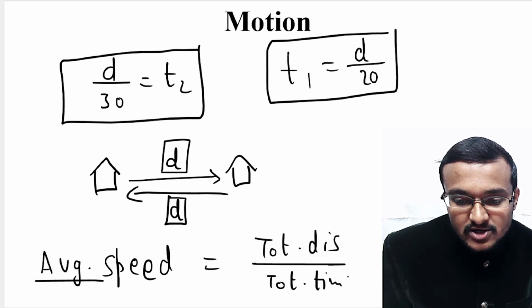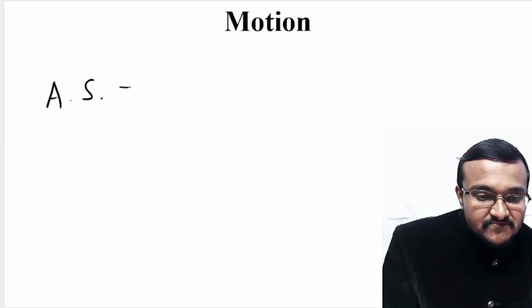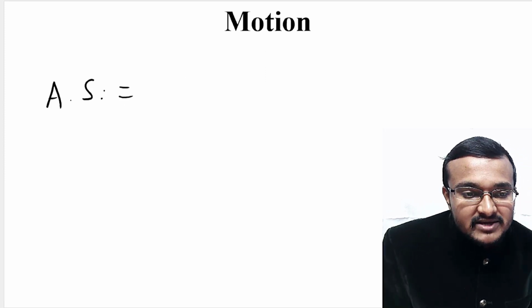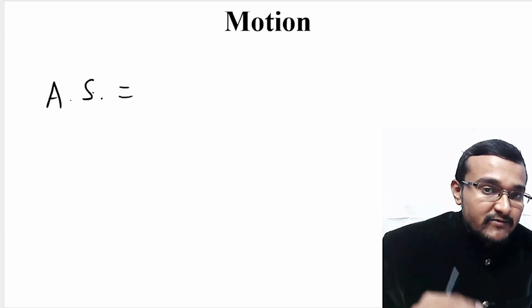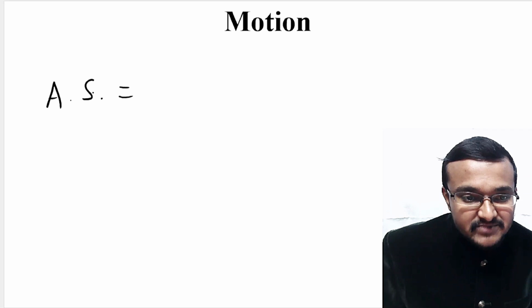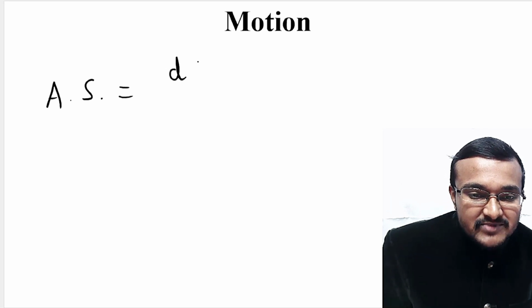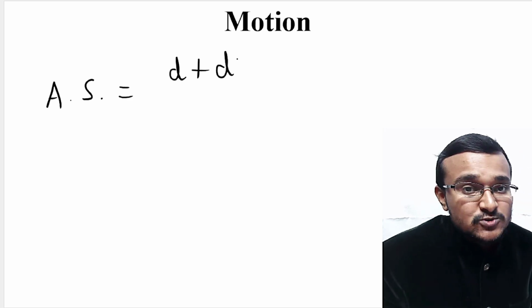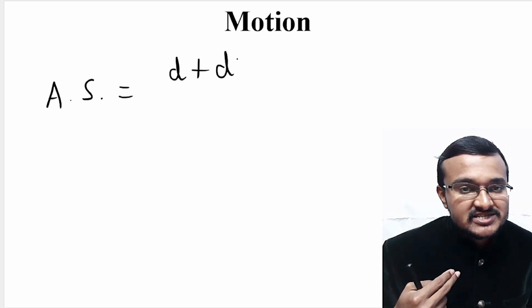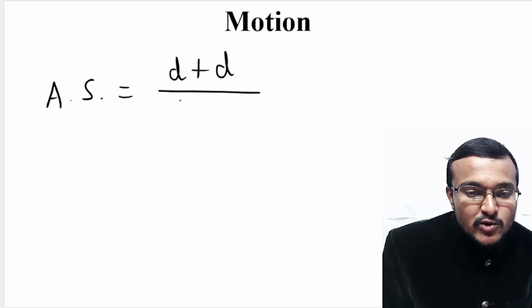Now what will be the total distance? For average speed I will write AS. So average speed will be, this is not average speed 1 or average speed 2. This is the total average speed when you incorporate both the average speeds. So now what is the total distance? Total distance will be d plus d, because he has traveled d distance to reach his school and again he has traveled d distance to reach back home. So d plus d will be the total distance, divided by the total time.